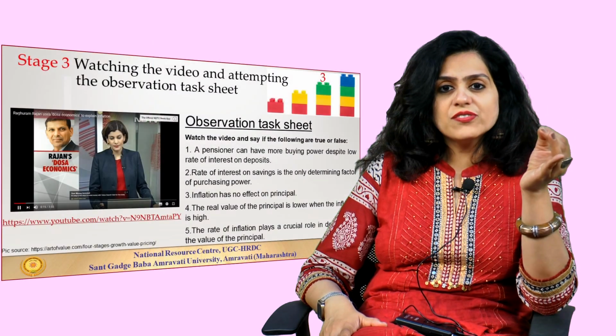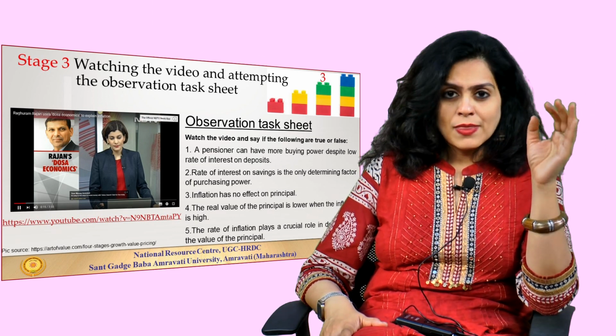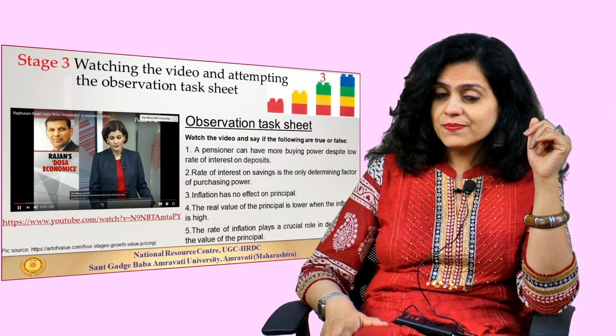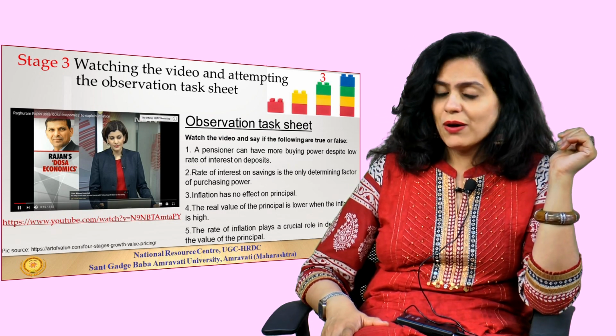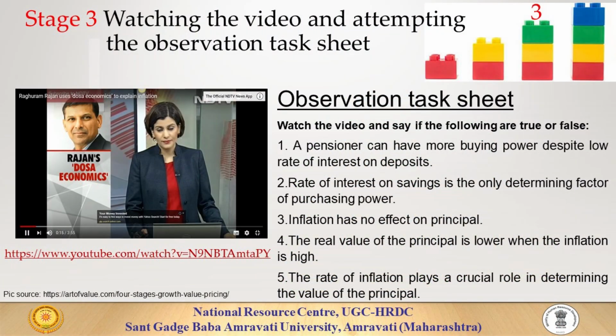So, it says watch the video and say if the following are true or false. A pensioner can have more buying power despite low rate of interest on deposits. Rate of interest on savings is the only determining factor of purchasing power. Inflation has no effect on principal. The real value of the principal is lower when the inflation is high. The rate of inflation plays a crucial role in determining the value of the principal. So, these are all issues that are addressed and touched on in the video.